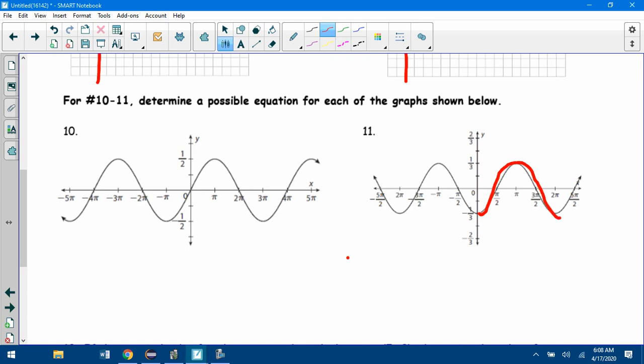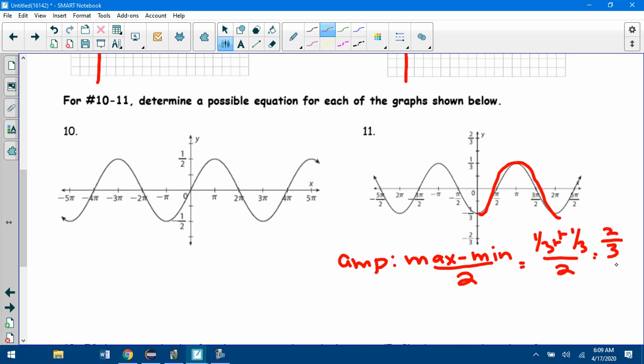Now pretty much everyone got the amplitude. We're doing max minus min divided by 2. I like that I saw that in so many papers. The max is 1/3. The min is -1/3, divided by 2. Now some of you got stuck here. This is 2/3 divided by 2. If you think of it as a complex fraction, you can multiply top and bottom by 3.